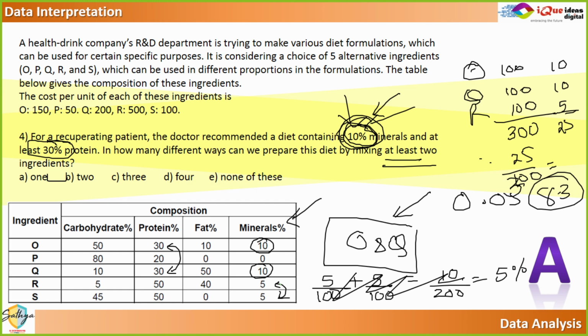Right? So OQ are already at 10%. To maintain it at 10%, you have to add something with 10%. If you want to increase the 10%, you have to add something with more than 10%. If you add anything which has less than 10%, the average value will come down. And hence it is not possible. I hope everybody understood this one. Yes.